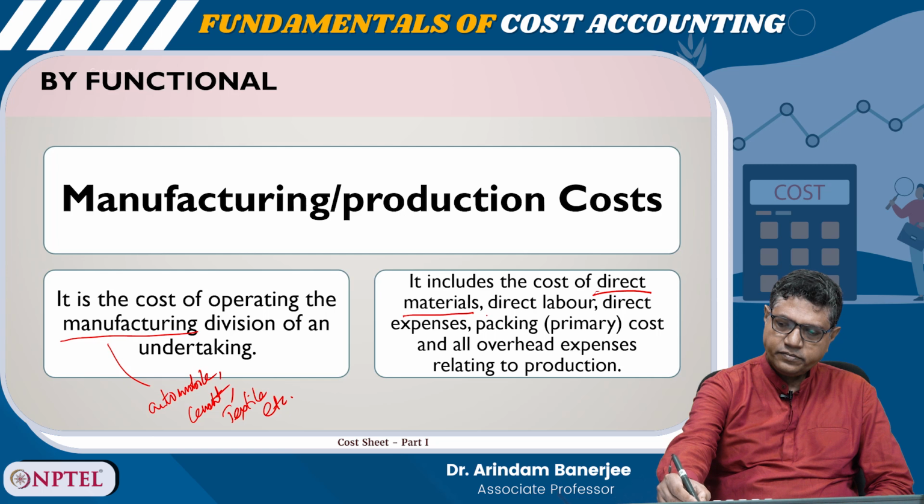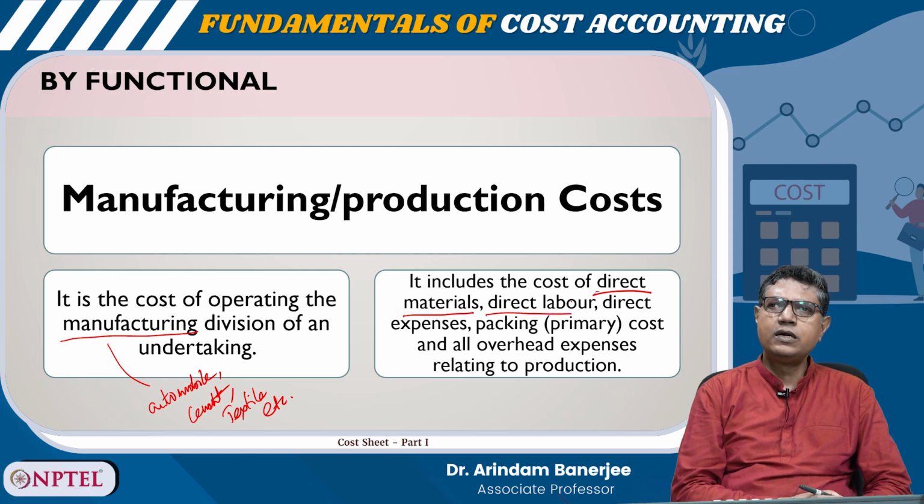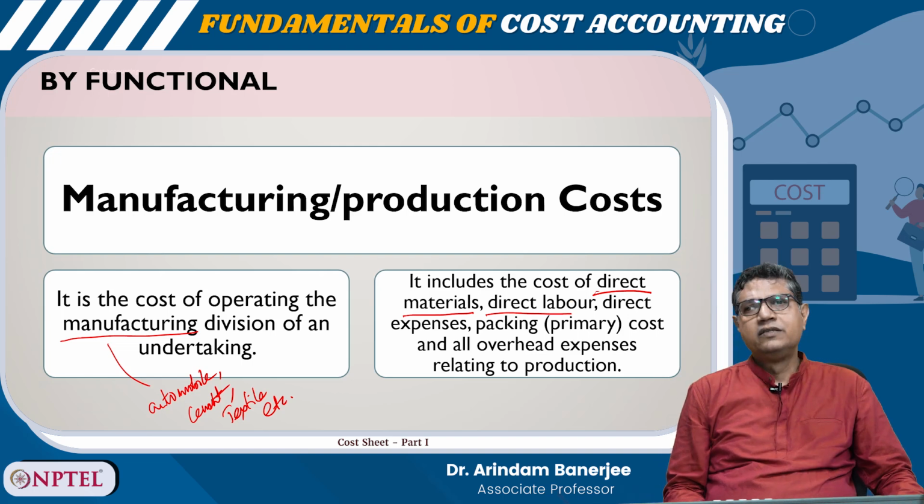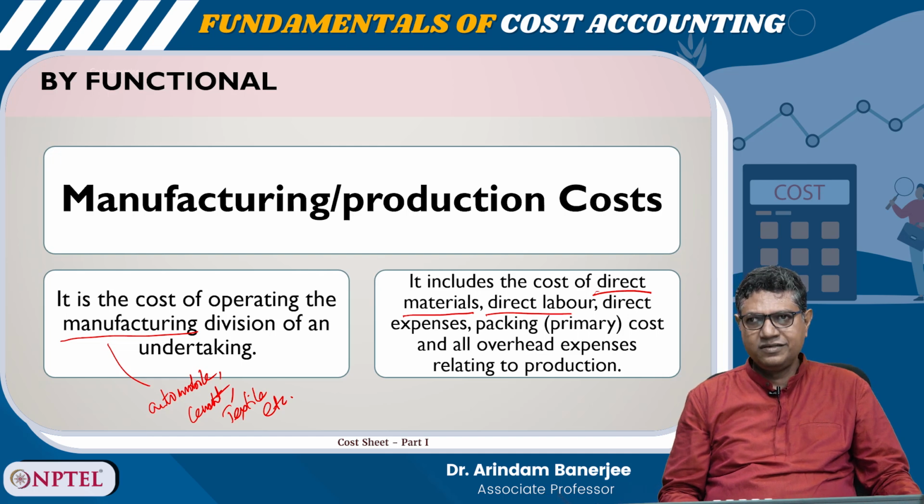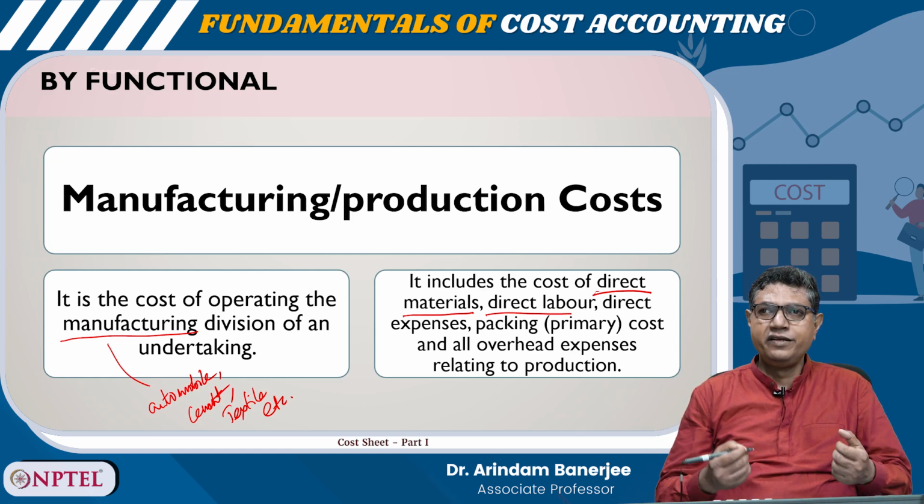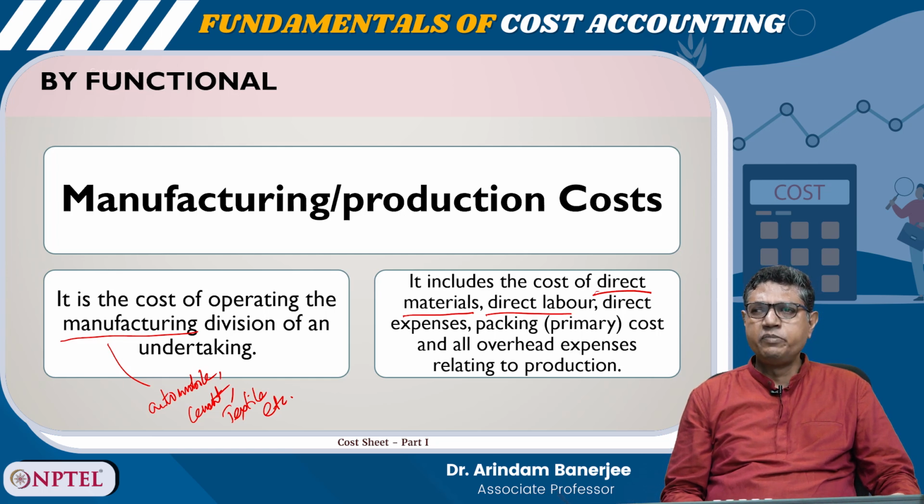Direct labor: the laborers who are directly working in the factory to manufacture. Like for example, in an automobile factory, the workers working in the assembly line, or the painters painting the body of the car, or the workers cutting the gears in gear cutting machines. They are the people who are directly involved in the production. So this is called the direct labor.